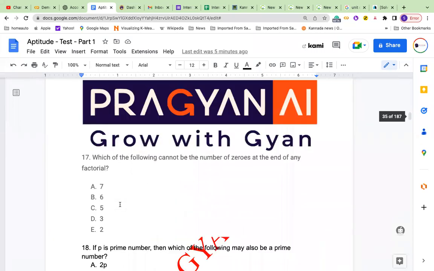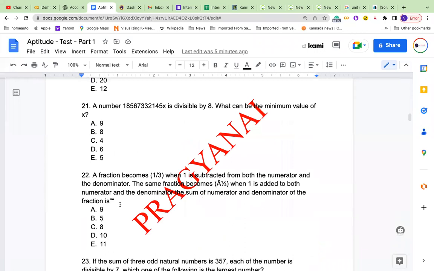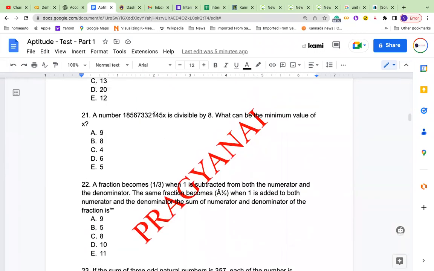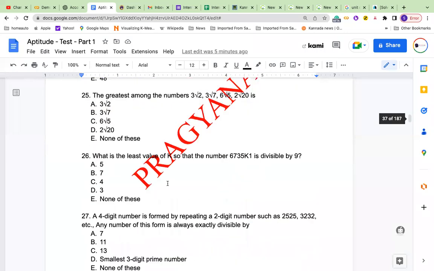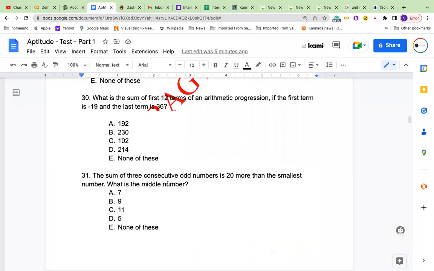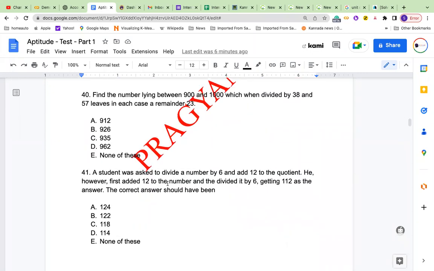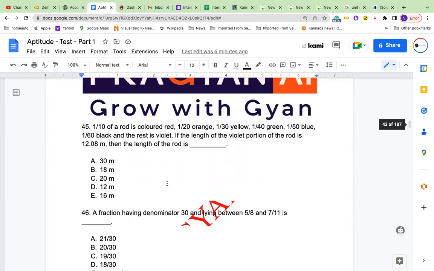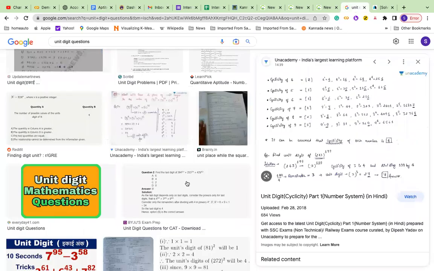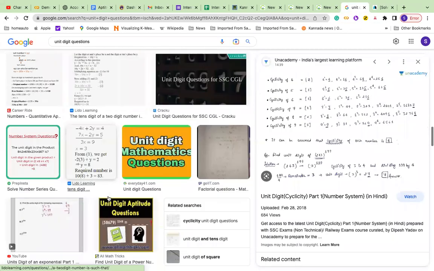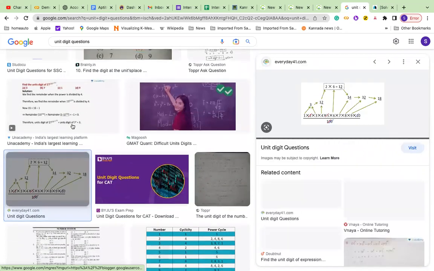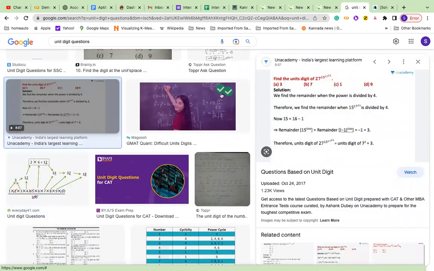Actually, in CAT, that is a very well-known question. Divisibility is already there, so that we covered. To the power. Yeah, this one we can try out. So now 27 to the power of 15 to the power of 17 to the power of 21.